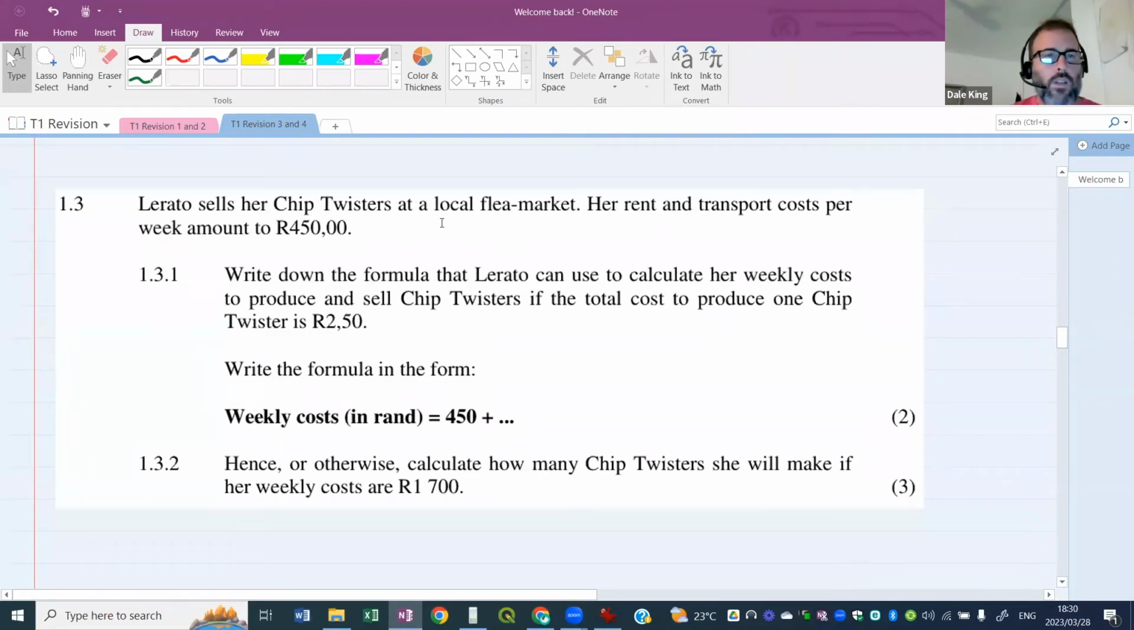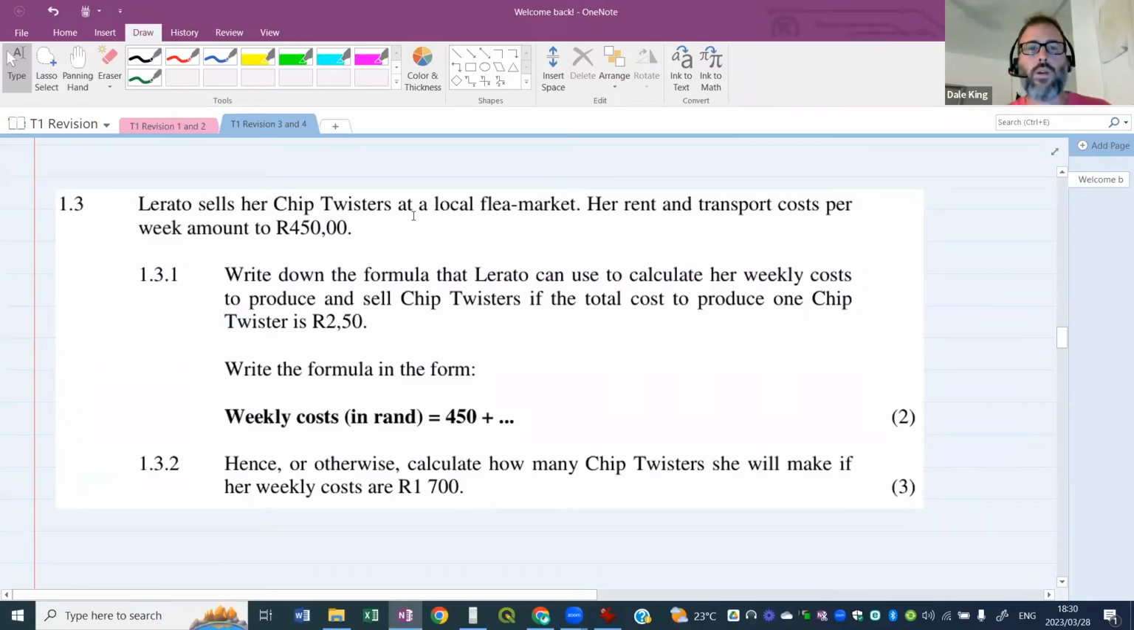Lorata sells her chip twisters at a local flea market. Her rent and transport costs per week amount to 450 Rand. So she's got a business where she's selling something at the flea market, and her business has got some expenses. We've got rent and transport costs, and they will come up to 450 Rand every week. Every week she goes to the market, she has to pay the market organizers a little bit of rent, and to get to the market, there are transport costs. So it costs her 450 Rand just to get there and set up her store. And she's selling chip twisters at the market.